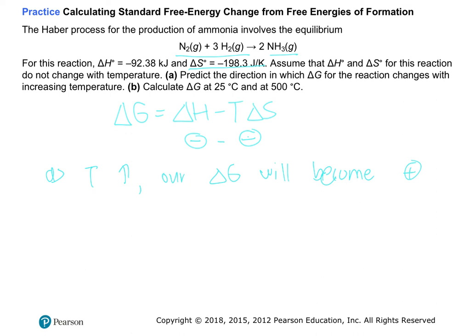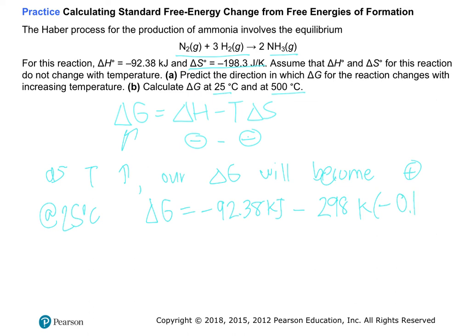So we're going to calculate now the delta G at 25 Celsius and 500 Celsius. The first thing we have to realize is we don't want Celsius, we want Kelvin. So we're going to plug into this equation. At 25 Celsius, if we add 273, we get 298 Kelvin. So our delta G is going to be negative 92.38 kilojoules minus our temperature, 298 Kelvin, times our entropy change, which is negative. We want this in kilojoules, so we divide by 1,000, which makes it 0.1983 kilojoules per Kelvin.